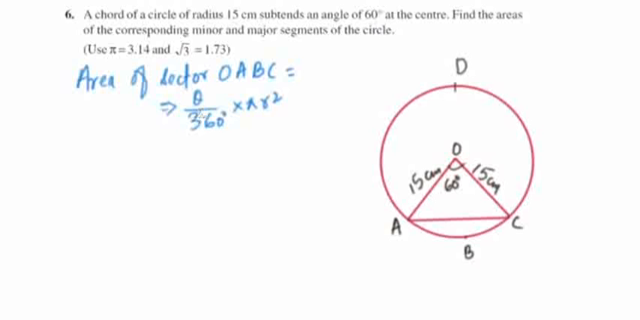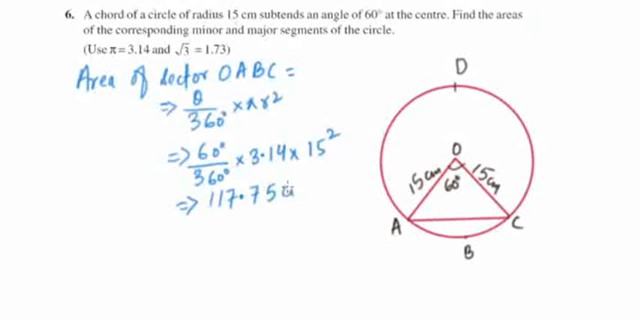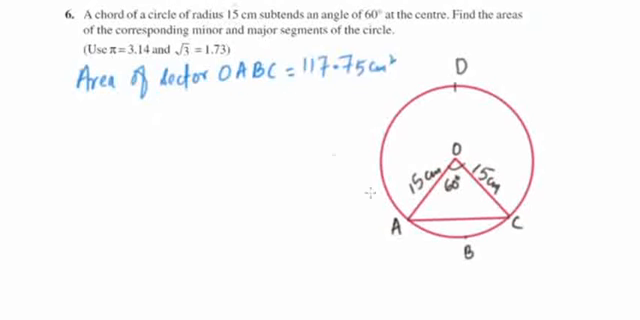We know the formula to find the area of sector, that is theta divided by 360 degree multiplied by pi r square. The value of theta is given, that is 60 degree. So it will be 60 degree divided by 360 degree multiplied by the value of pi, that is 3.14, and radius is 15 square. On solving this, we'll get the area of sector OABC equals 117.75 square centimeter.